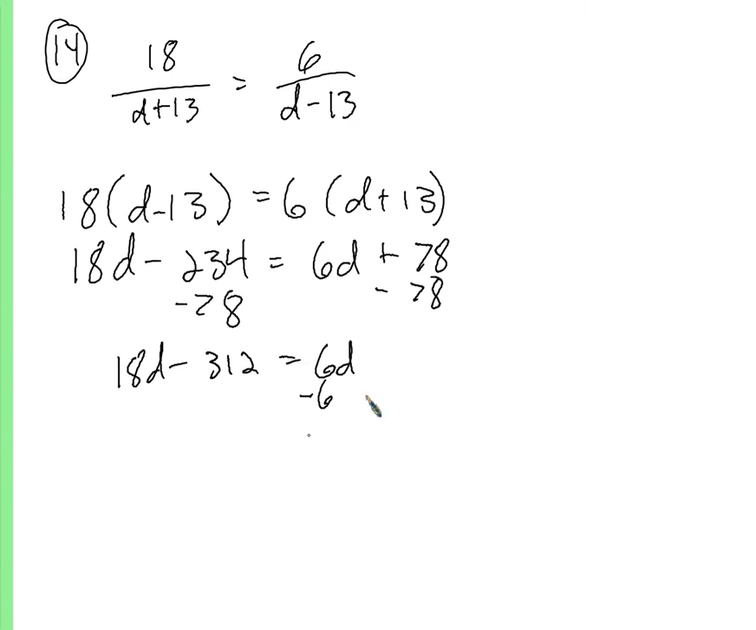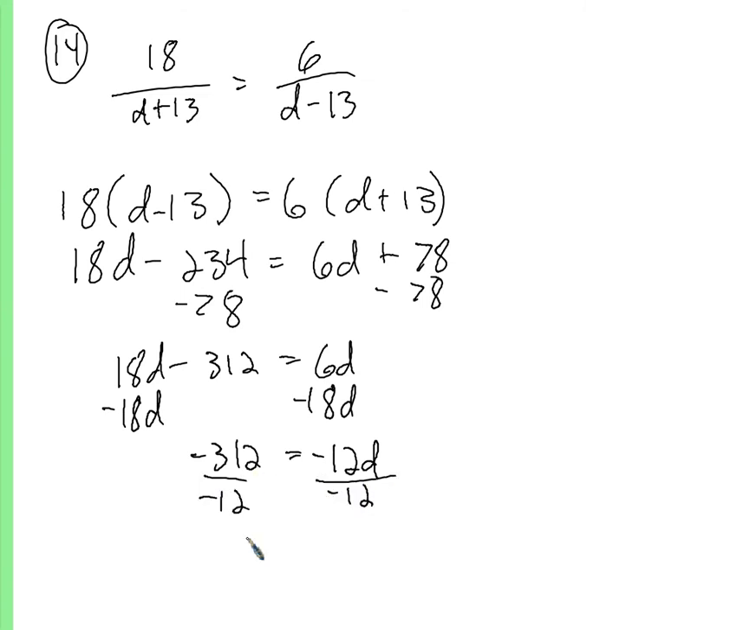How much would we have on this side? Zero. So we'd just kind of be doubling up on the work. If we just go ahead and subtract 18d, now we've got negative d on that side, but that's okay. We've got negative 12d equals negative 312. So that's what the work looks like for someone who uses cross multiplication, but doesn't quite know why it works.